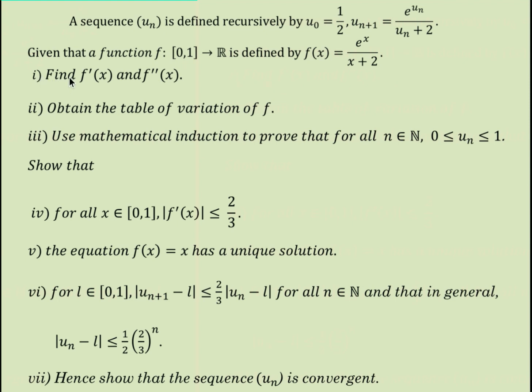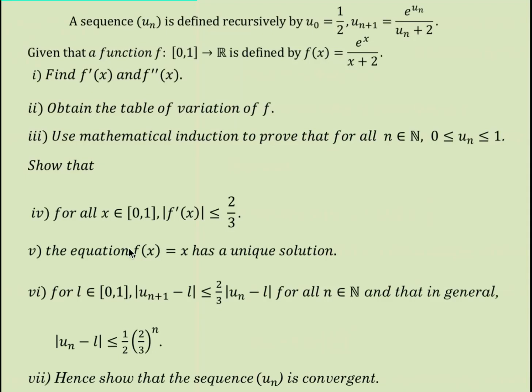1. Find f prime of x and f prime prime of x. 2. Obtain the table of variation of f. 3. Use mathematical induction to prove that for all n belonging to the set of natural numbers, 0 is less than or equal to u_n less than or equal to 1. 4. Show that for all x belonging to the interval 0 to 1, the absolute value of f prime of x is less than or equal to 2/3.